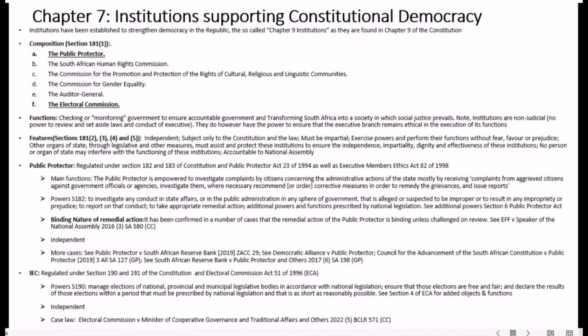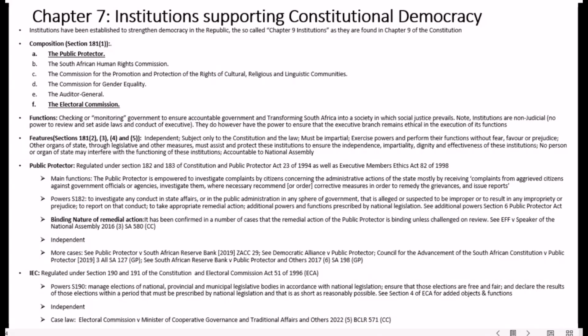And the main functions, colleagues, in terms of the Constitution, there are other functions that are elaborated on in the Public Protector Act, but I'm just focusing on those referred to in the Constitution. The Public Protector is empowered to investigate complaints by citizens concerning administrative actions of the state, mostly by receiving complaints from aggrieved citizens against government officials or agencies, investigate them, where necessary, recommend or order corrective measures in order to remedy the grievances and issue reports.